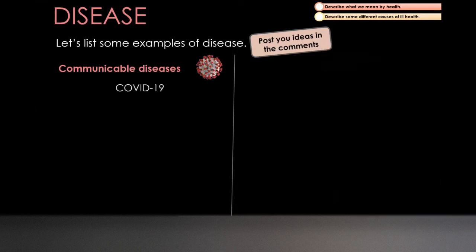Let's see if we can get some lists going. I want you to see if you can do this on a piece of paper. If you have a piece of paper and a pen there, and you can post it, or you can just write it directly into the comments if you want. I want a list first of all of communicable diseases, and those are the ones that you can get from someone else. Let's see what ideas we get in the comments, concentrating just on communicable diseases, just those ones that can be passed from person to person.